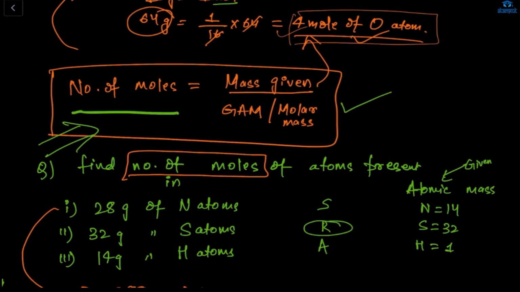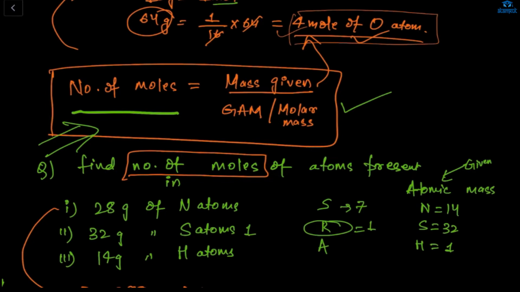Come on. Ma'am, for the first one, the answer is 7. How come 7? Just apply this formula, mass given upon molar mass. That's it. Oh, 100? I'll do it once again. Okay, good. Ma'am, for the second one, the number of moles is 1. Sure? Yes, ma'am. Okay, yeah, it's 1. And for the first one, is it 2?